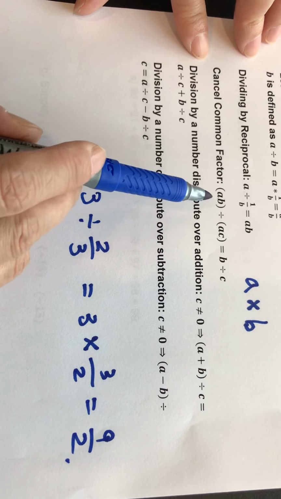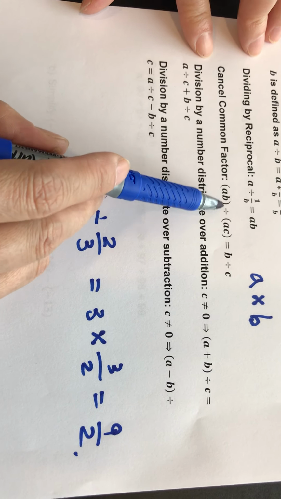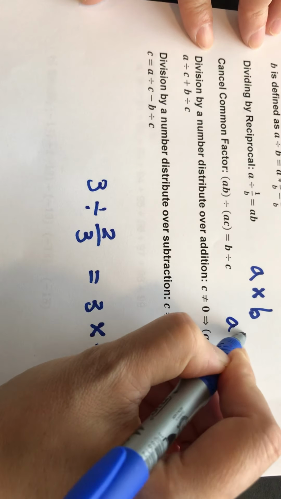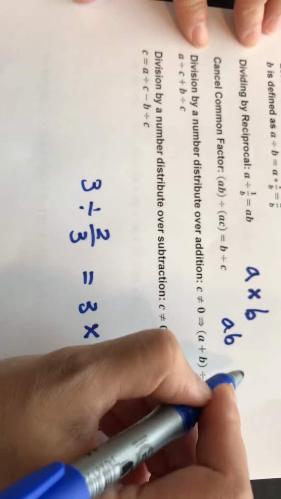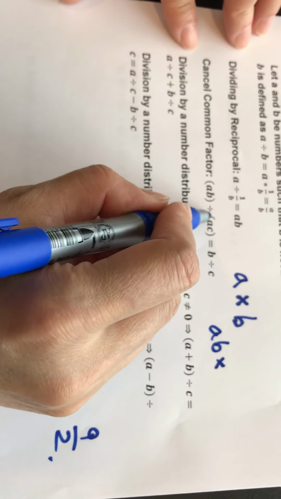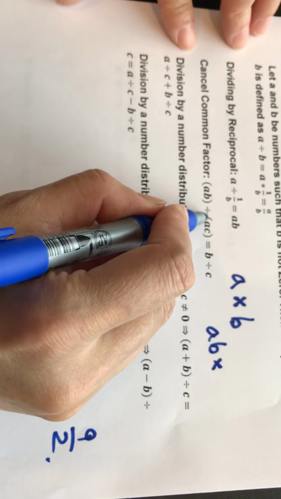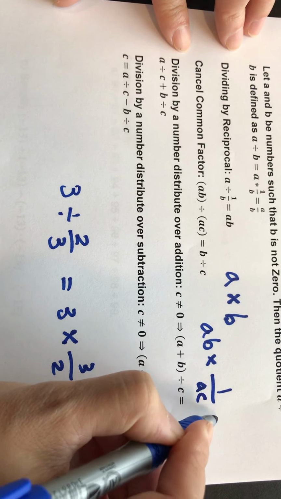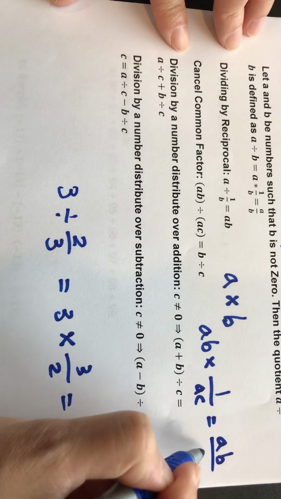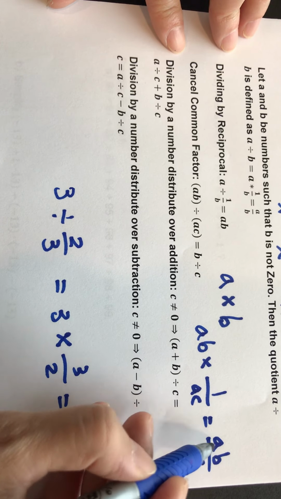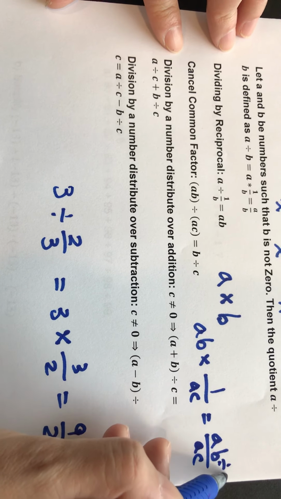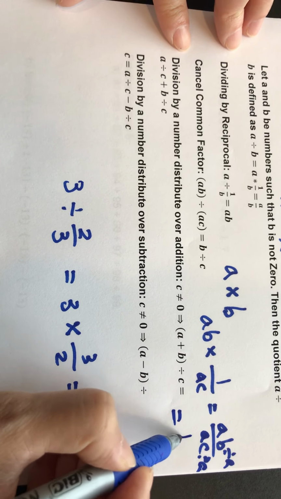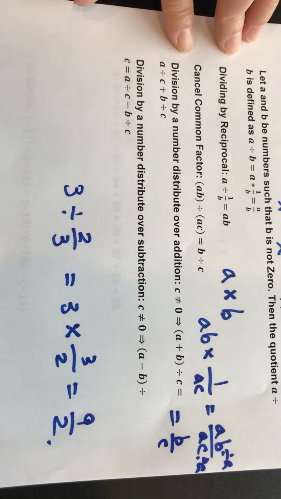Cancel common factor. a multiplied by b, divided by a multiplied by c. This one is ab. Change division into multiplication by the reciprocal of the whole thing. The reciprocal of the whole thing would be 1 over ac. That is ab over ac. Now we can cancel. We can divide the same number from numerator and denominator to get b over c.